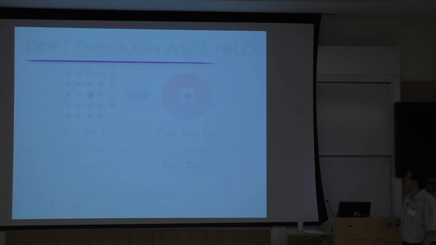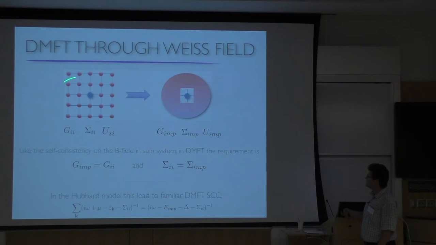Now, in a similar way, in dynamical mean field theory, we replace the lattice problem with the problem of a single atom immersed into a medium. Okay? And the way this mapping works is the following. We're going to derive this later on from the functional point of view. We need to make sure that our auxiliary impurity problem has exactly the same Green's function as the local Green's function of the lattice, and the interaction on the impurity has to be exactly the same as the local interaction on a site. Then it turns out that the self-energy of the impurity is the same as the local self-energy of your lattice problem. Okay, so this is the so-called DMFT self-consistency condition.